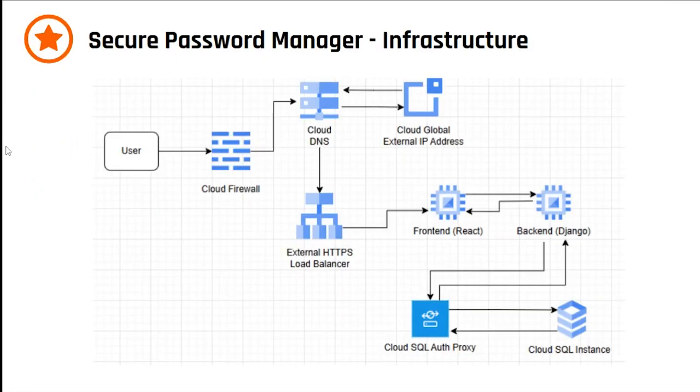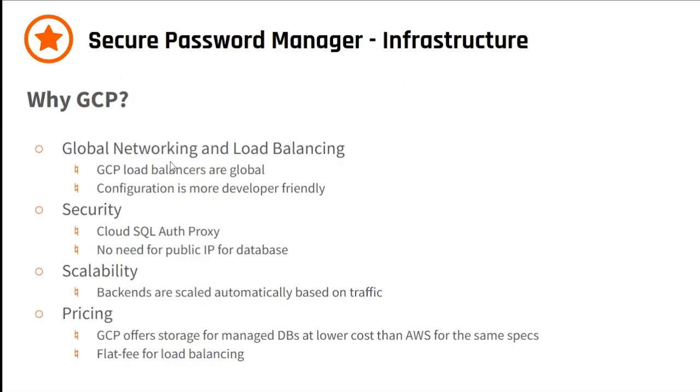Here's a diagram of the app's infrastructure. Users are first screened by the firewall. Then after the cloud DNS resolves the IP address, the request is sent to a load balancer, where the user is redirected to one of the virtual machines running the app, or a new virtual machine is spun up if necessary. The backend connects to the Cloud SQL proxy to get the user's password vault, and that information is then returned to the front end. So every step along the way, we're ensuring that requests are handled securely.